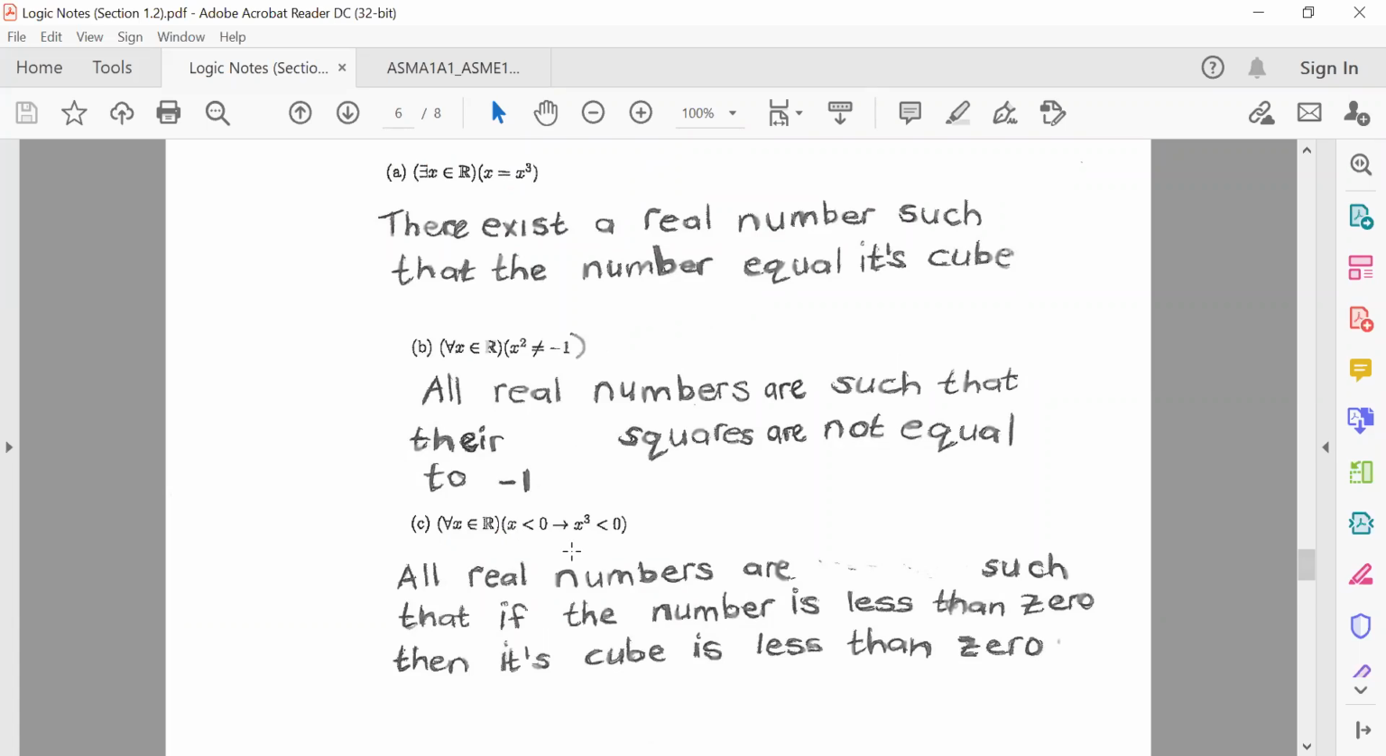You want to go the long route, you go step by step. You start with the first block. You see that all real numbers are such that if the number is less than 0, okay, which is that one, then, because we see its implication, so it's if-then, its cube is also less than 0. See, it's just you writing too much English, but you still get your full mark if you actually write it. But preferably, you can just say all negative real numbers have cubes that are negative. All right, easy.